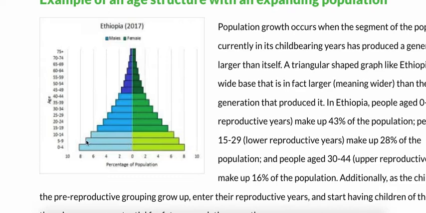5 to 9 year old males are about 7%, and also for the females, about 7%. So about 14% of their population are 5 to 9 year olds. As you move up, say you're looking at the 20-year-olds.